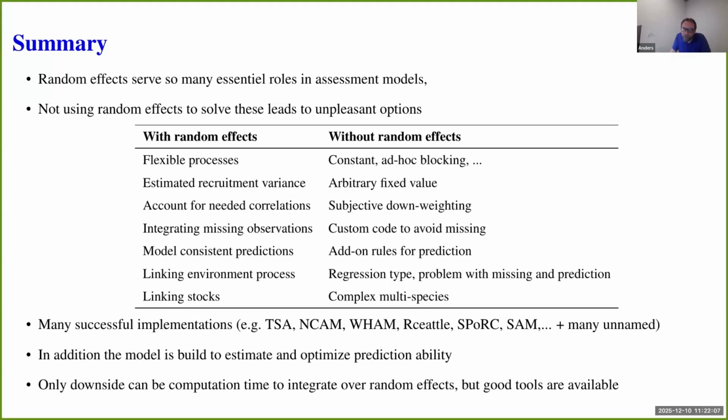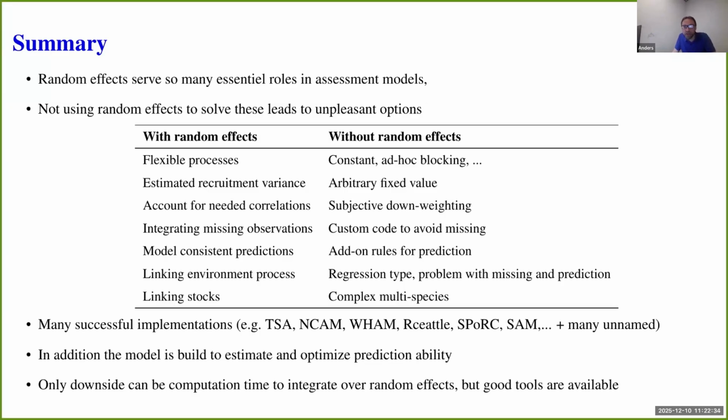And link environmental processes. There are alternatives, of course, but they might run into problems with missing data and with the prediction. And linking stocks seems to be a very simple first step instead of having these very complex multi-species models. There are many successful implementations to look at for state space models.